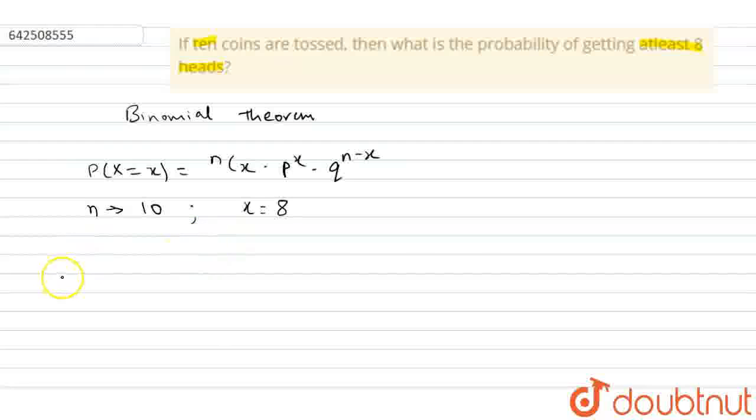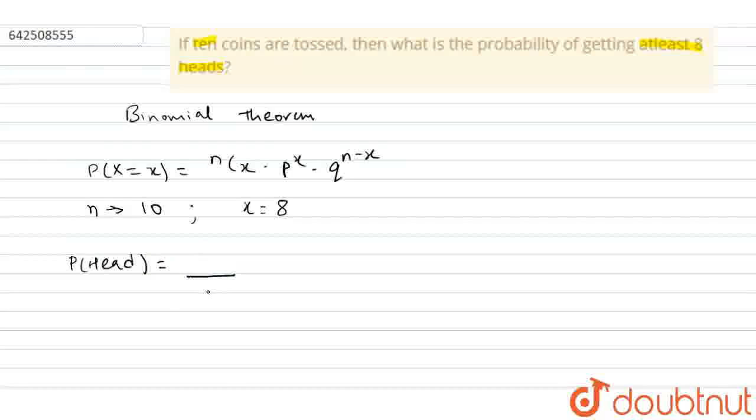Now what are we discussing over here? What is the probability of getting at least 8 heads? So when a fair coin is tossed, what is the probability of getting a head? We all know the total probability is what? We can either get a head or a tail.